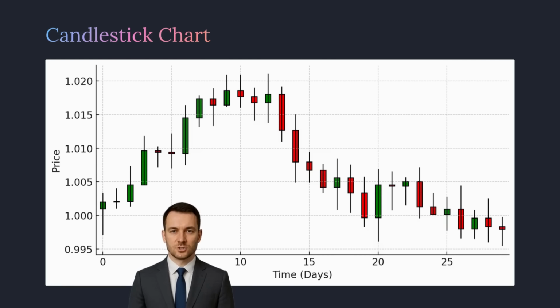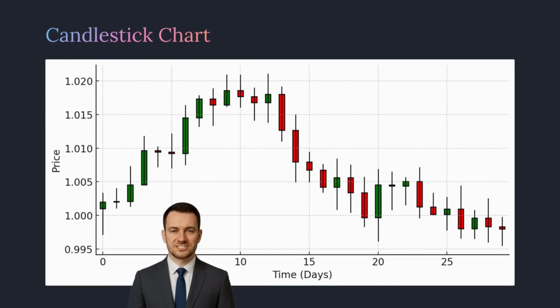The length of the body shows how large the price move was: long body, big move; short body, small move. And the wicks show the extremes of price action. Long wicks indicate that price moved far up or down within the period, but then retreated before closing. Candlestick chart example: a series of candlesticks showing price action. Each candle's body is green if the close is above the open, price rose, or red if the close is below the open, price fell. The thin wicks mark the intra-period high and low.